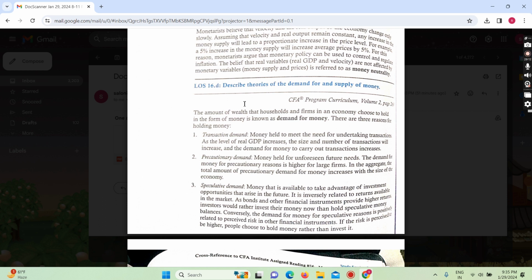For the precautionary demand, money is held for unforeseen future needs. The demand for money for precautionary reasons is higher for large firms. In the aggregate, the total amount of precautionary demand for money increases with the size of the economy.